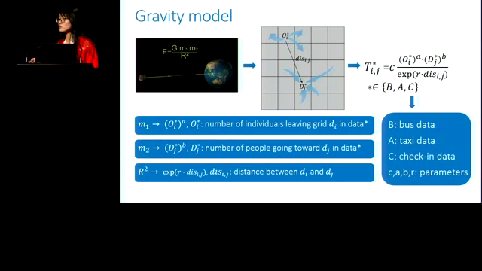similar to the gravity law. The B, A, C, and A are parameters that should be learned from data. The star here represents different types of data, like bus data, check-in data, and taxi data. And it is very easily extended to other types of data. Here, we achieve the optimization of this model using a multivariate regression method.